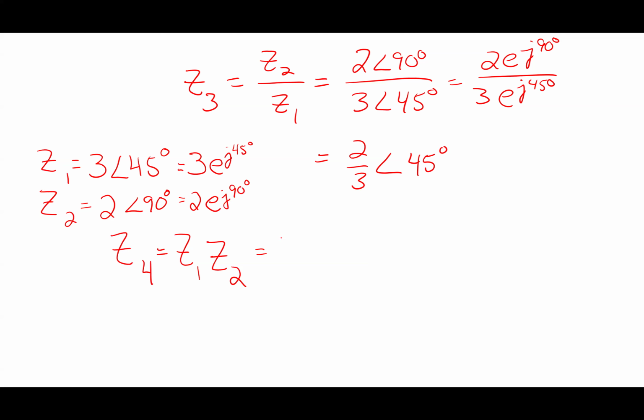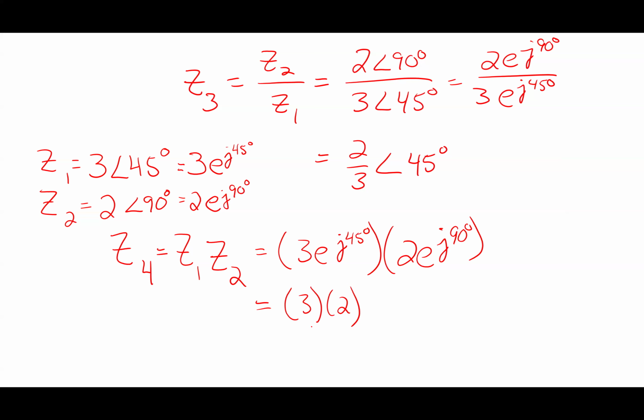So what I'm saying is I got 3 e to the j 45 degrees times 2 e to the j 90. So I basically end up with 3 times 2. And then I have two exponentials that are multiplying each other, so what do I do with the exponents on those? E to the j, what? 135. Or I can write that as 6 angle 135.